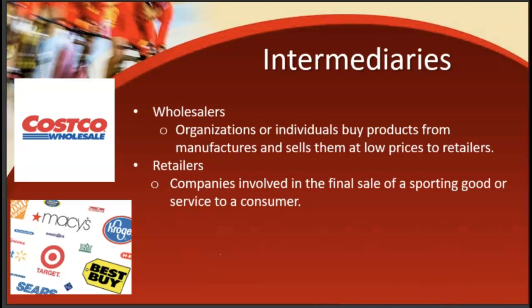And the third step is the retailer. The retailer is the company involved in the final sales of sporting goods and services to the customers. It is how a customer normally is able to buy the products. For example, retailers like Kroger's, Target, Macy's, Best Buy, Walmart. Those companies are retailers. A lot of the time the retailer won't be able to get the product from the manufacturer directly. A lot of the time they get it from the wholesalers, and then sell it in their retailer shops. So this is about intermediaries.